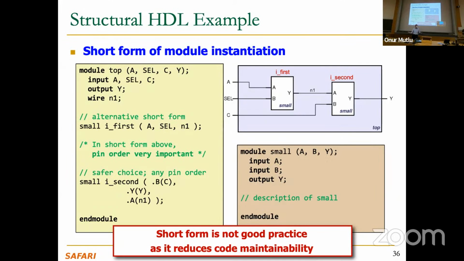You may have a bug in your circuit, and these are actually bugs that may be very difficult to find and fix. It basically wastes your time in the end. So this is called the short form. Short form in general is not good practice as it reduces code maintainability and readability. Safer choice is always to do this, basically. Here you can use any pin order because you're explicitly specifying which input and output is tied to which parameter or wire over here. Make sense? Again, if you're consistent in everything, maybe you can use the short form also, but short form becomes very prone to bugs.